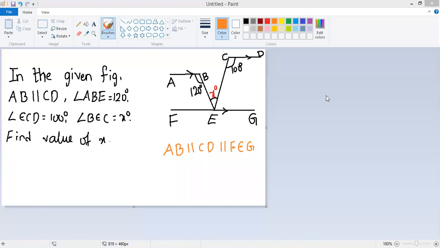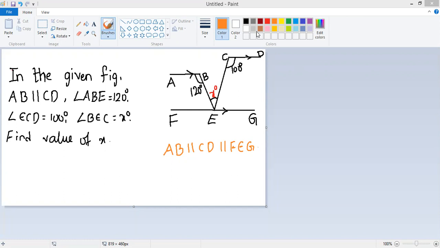Hi guys, the question is, in the given figure, AB is parallel to CD, angle ABE is equal to 120 degrees, angle ECD equals 100 degrees, angle B is equal to X. Then we have to find the value of X. He also gave AB is parallel to CD, parallel to FEG.